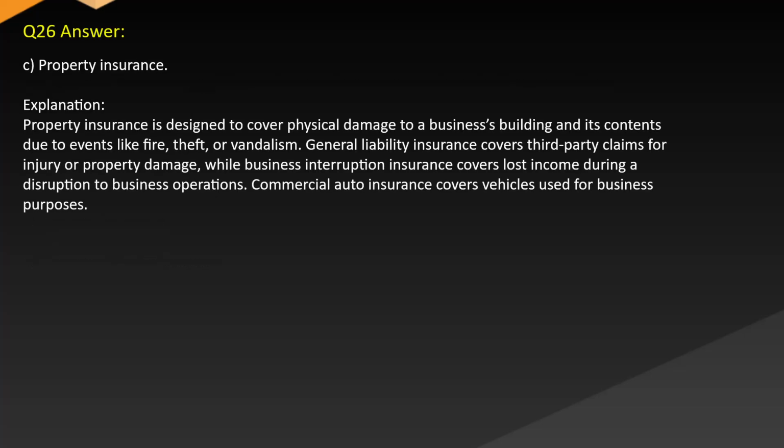Answer: C. Property insurance. Explanation: property insurance is designed to cover physical damage to a business's building and its contents due to events like fire, theft, or vandalism. General liability insurance covers third-party claims for injury or property damage, while business interruption insurance covers lost income during a disruption to business operations. Commercial auto insurance covers vehicles used for business purposes.